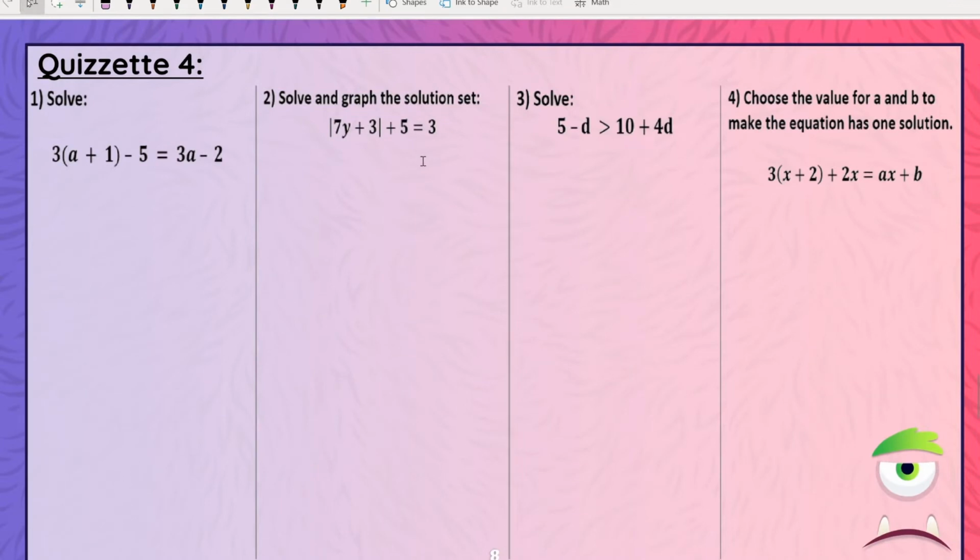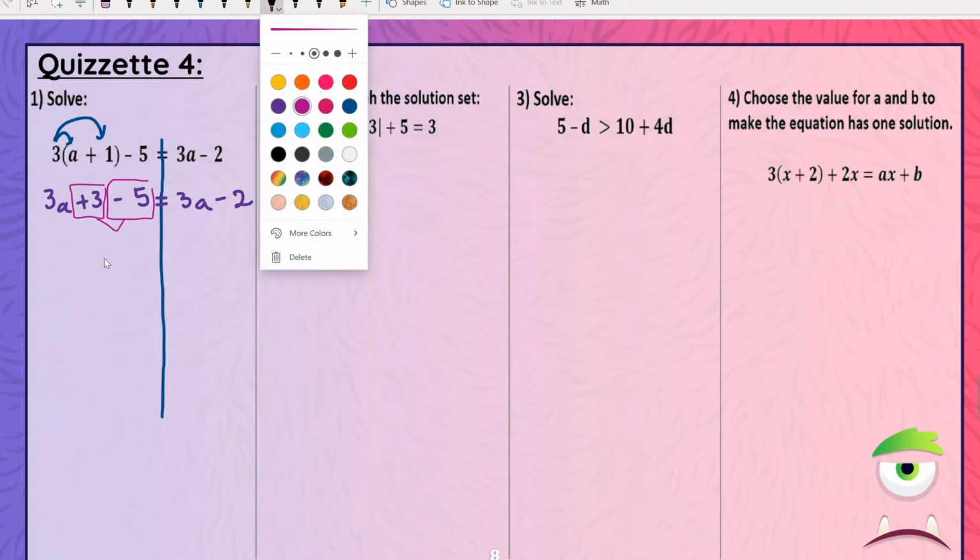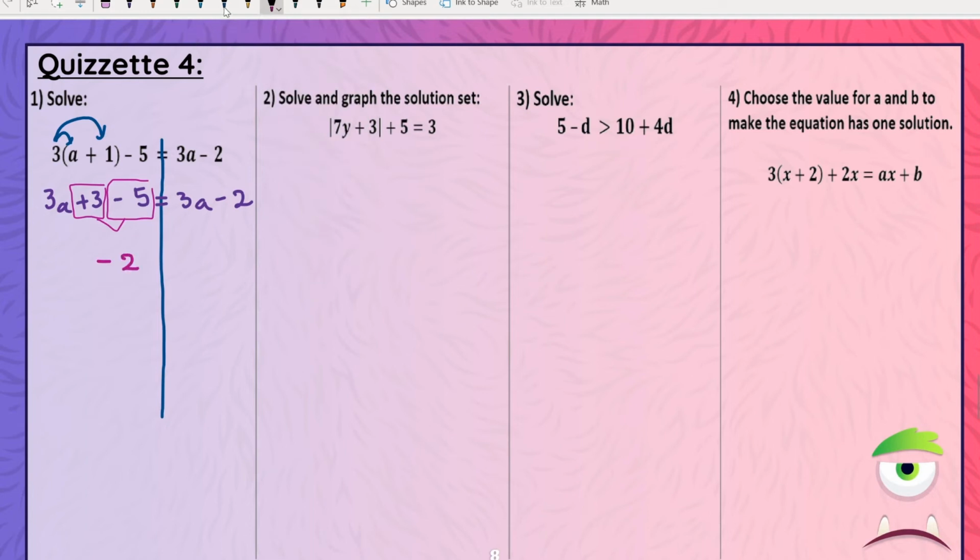Okay, Quizzette number 4. So number 1, you're going to solve for the equation. So parenthesis means multiply. So you're going to multiply 3 into the parenthesis. We will have 3a plus 3 minus 5 equal to 3a minus 2. Alright, then we're going to combine like terms. We have 3 and negative 5 are like terms, so we can combine them. 3 minus 5 is negative 2. Okay, then we're going to bring down 3a equal to 3a minus 2.